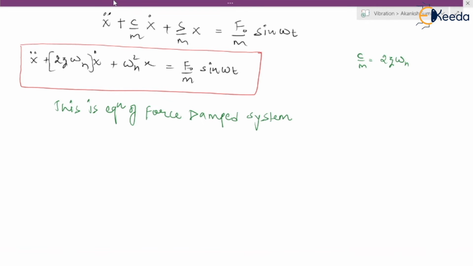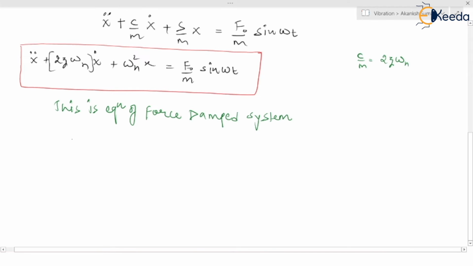So what would be the solution of that equation? You have to write down the solution. This is the equation and the solution would be according to the differential equations process. We know that the solution is basically x is equal to CF, complementary function, plus particular integral. The solution is a combination of the complementary function and the particular integral.